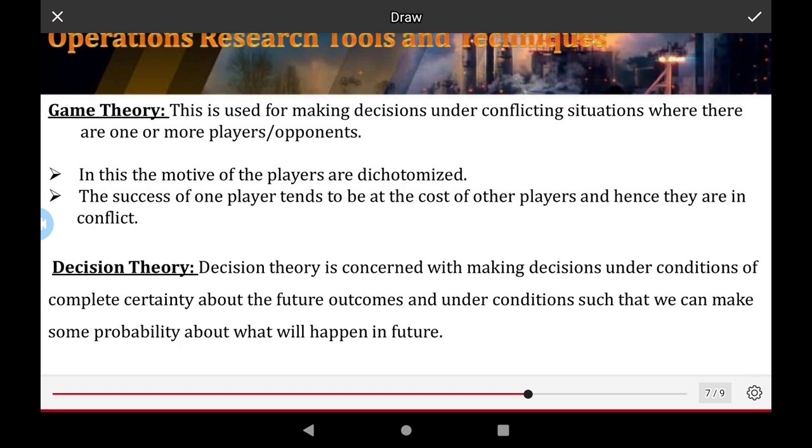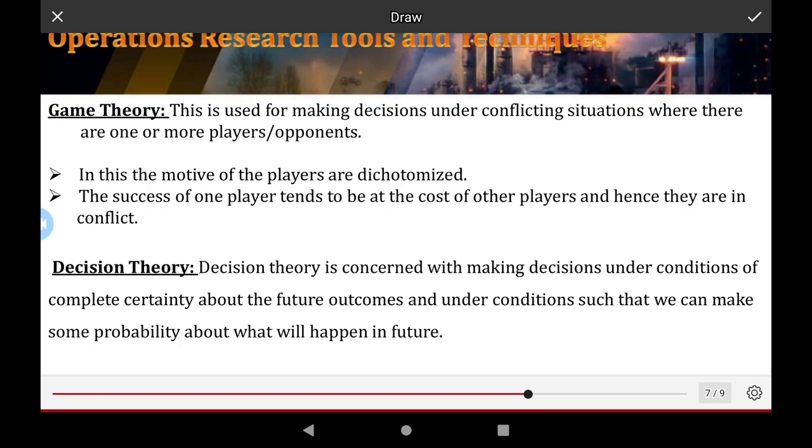You perform good operations, do good work on the project, and take good decisions. Decision theory also provides for good conditions, with certainty about future outcomes, and under conditions such that we can make some probability estimate about what will happen in the future.